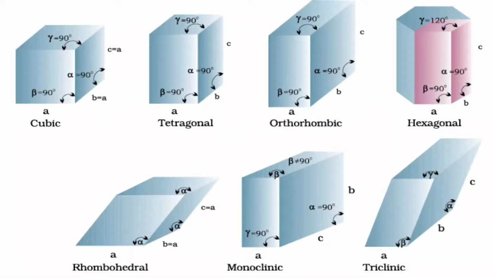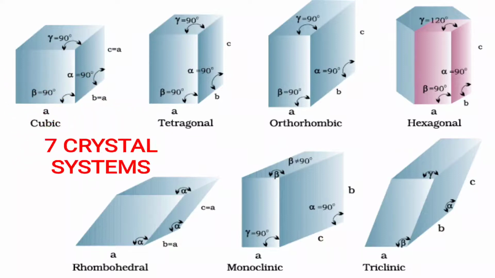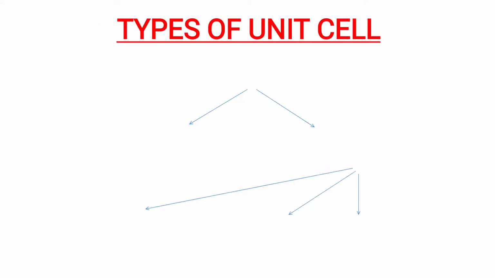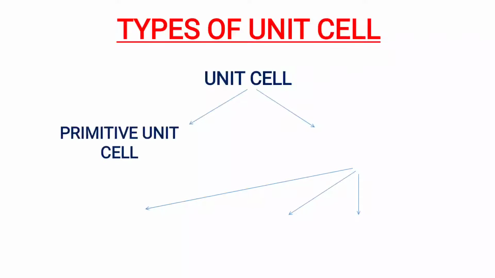So, having a look at all the crystal systems together, we have a total of 7 crystal systems: cubic, tetragonal, orthorhombic, hexagonal, rhombohedral, monoclinic and triclinic. And these are based on the values of a, b and c and the angles alpha, beta and gamma. Now we will proceed to the types of unit cell. A unit cell is broadly classified into two types: primitive unit cell and centered unit cell.